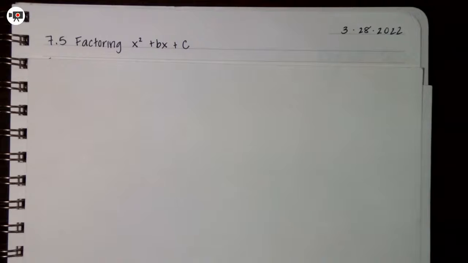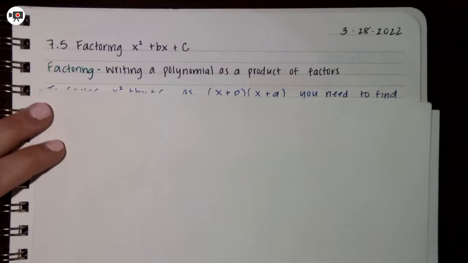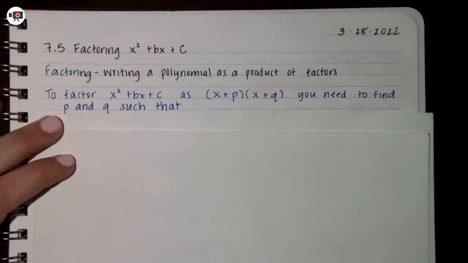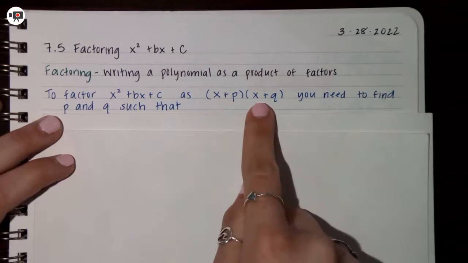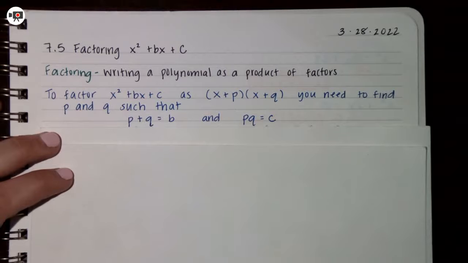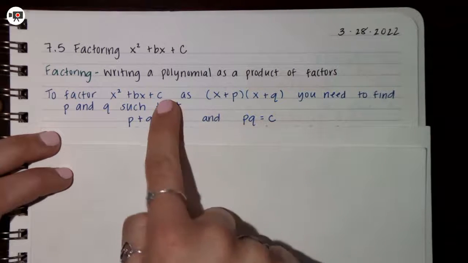This is 7.5, factoring x squared plus bx plus c. So factoring is writing a polynomial as a product of factors. To factor x squared plus bx plus c as (x plus p) times (x plus q), you need to find p and q such that when they are added together, they make that b term, and when they are multiplied, they make the c term.